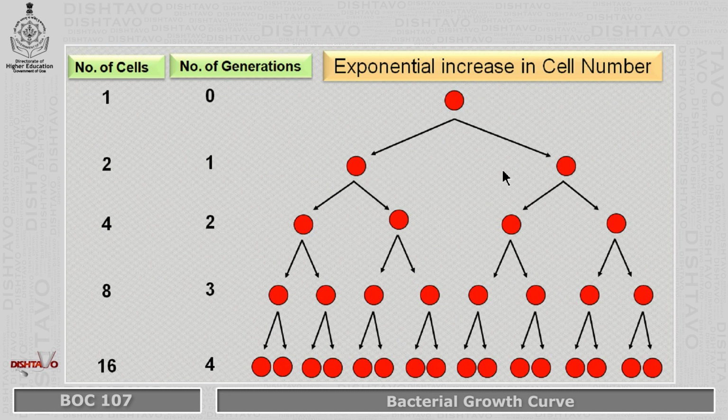Now here we see that the parental cell will divide by binary fission to give rise to two daughter cells. Each of these daughter cells will again divide into two cells, thereby giving a total of 4 cells in the second generation. Similarly, these 4 cells will divide again to give rise to a total of 8 cells in the third generation. So each division results in the doubling of the number of bacterial cells, or you can say each division doubles the number of cells.